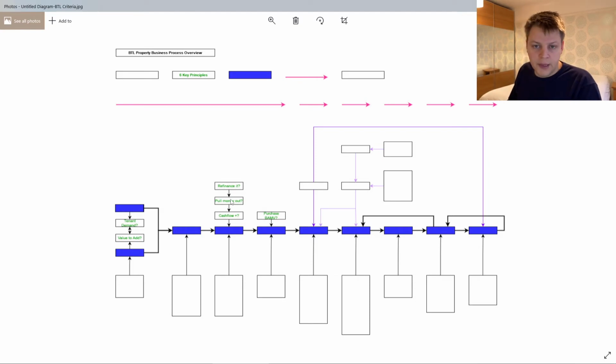So I need to be able to pull my money out. They might say, yes, you can, you're better to refinance it. You can do it at 75% or 80% loan to value. You better pull your money out. So that can be yes.